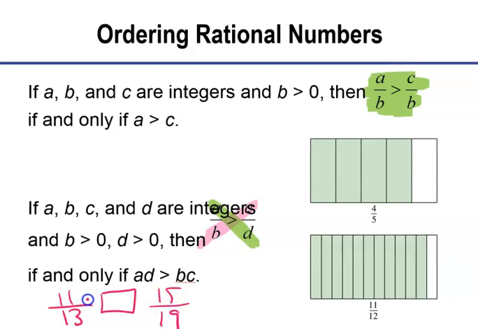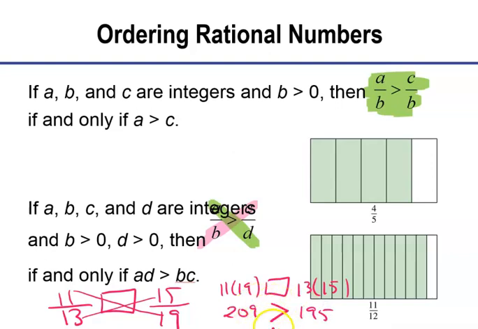So let's cross this way. 11 times 19, we don't know what goes here, and then 13 times 15. And if we just calculate it, I'm just going to cheat and use my calculator. 11 times 19 is 209. And then 13 times 15 is 195. So we know that the arrow goes that way.